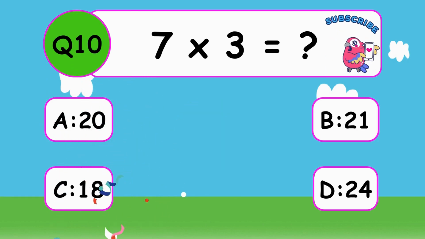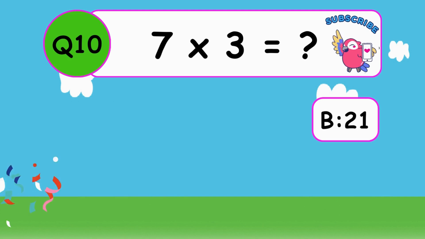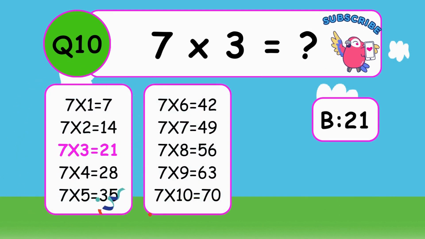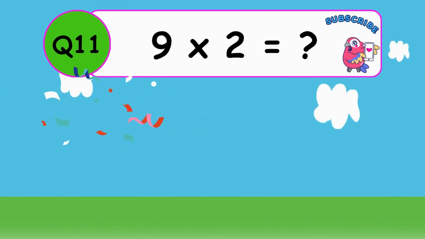The correct answer is B, 21. 7 times 3 is equal to 21. What is 9 times 2?